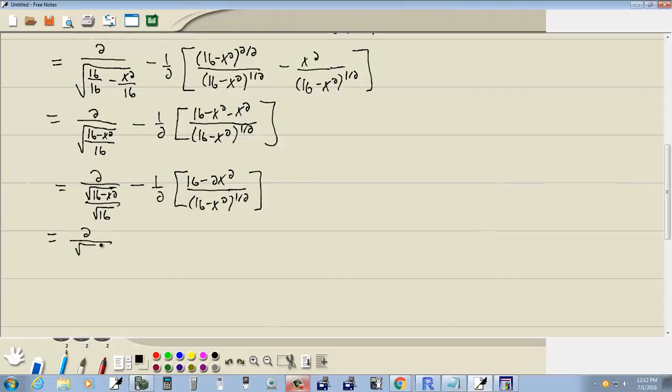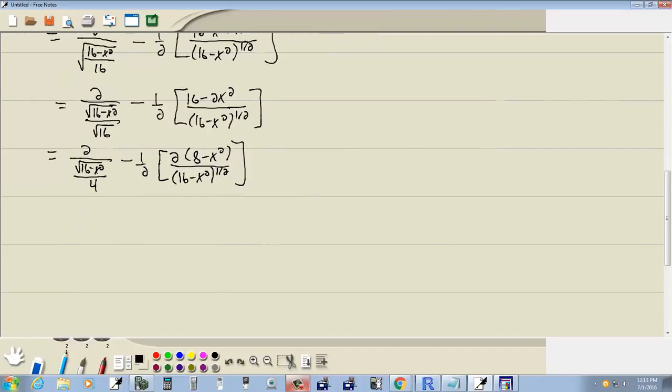This gives us 2 over square root of 16 minus x squared, and square root of 16 is 4, minus 1/2, and I can factor a 2 out of the top part here, and that gives us 8 minus x squared over 16 minus x squared to the 1/2. Now over here, we got a single fraction down here, so I can flip it and multiply it times my top part. So 2 times 4 over square root of 16 minus x squared. This 2 cancels this 2, so then we got a minus 8 minus x squared over 16 minus x squared to the 1/2. Now 16 minus x squared to the 1/2 is the same as the square root of 16 minus x squared. So we'll get to that in a minute.